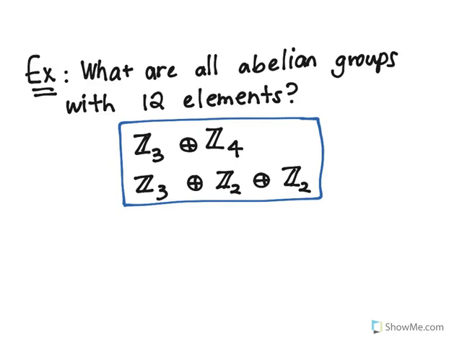And so as a sanity check, again, I think it's useful to dream up the abelian groups with 12 elements that you can. For instance, what about Z12?